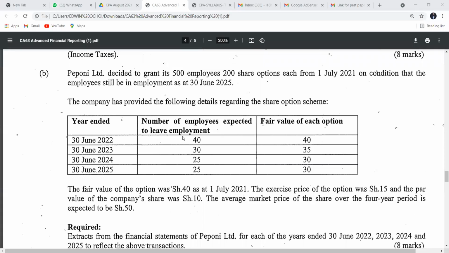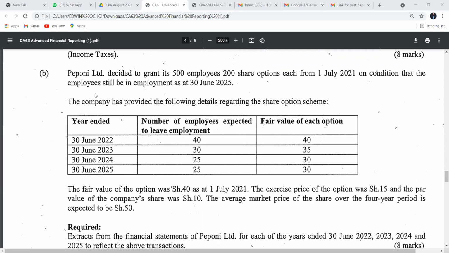I want to look at the question of a RAS sitting, which is a share-based payment transaction. The RAS sitting question under the August 2021 sitting under the advanced financial reporting. Remember that when we talk about share-based payment transactions, you can find a question of this kind tested.